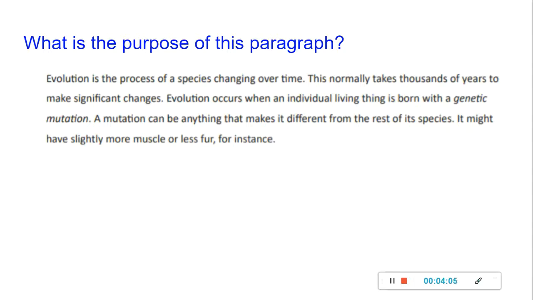And then it starts talking about genetic mutation, and you can see that that is in italics. That's that slanty writing. Have a think about why that might be in italics. It explains a mutation next. It says a mutation can be anything that makes it different from the rest of its species. And then it gives an example. Think about what that example is.